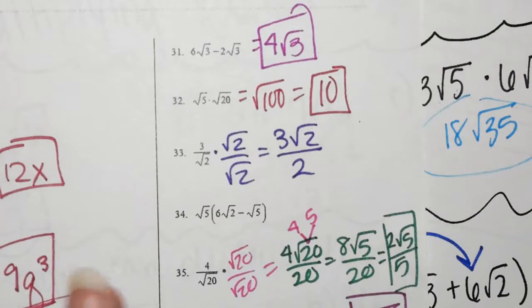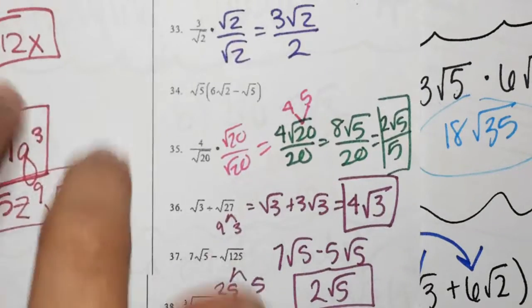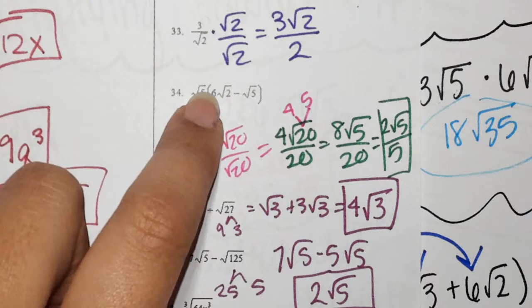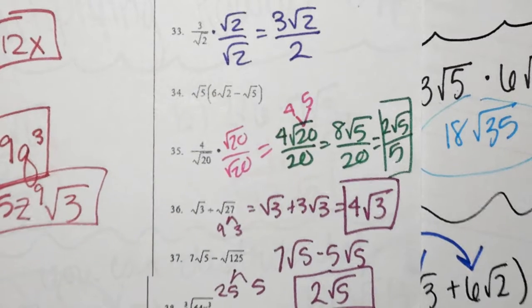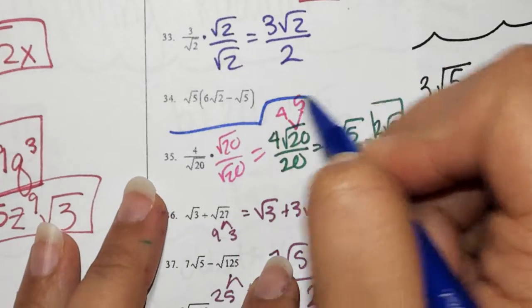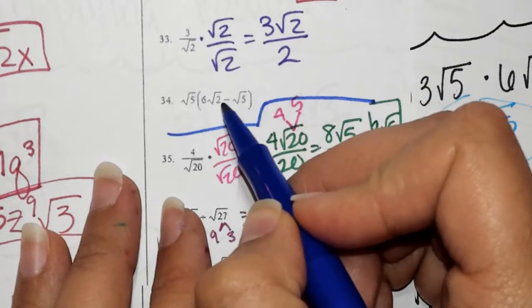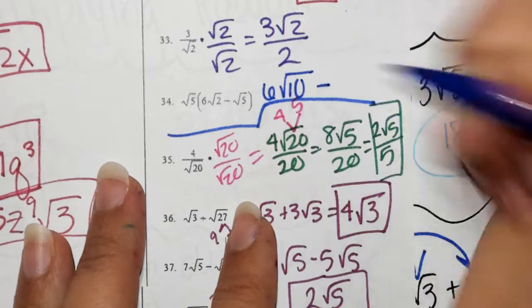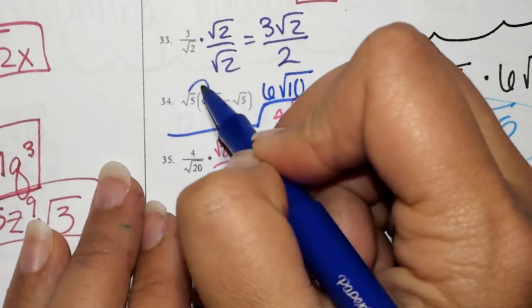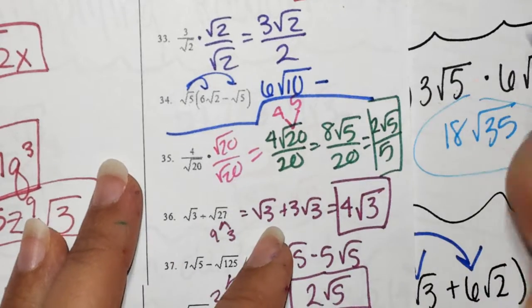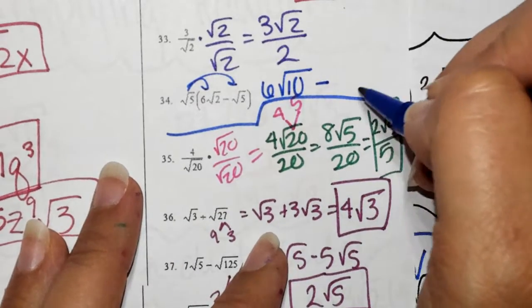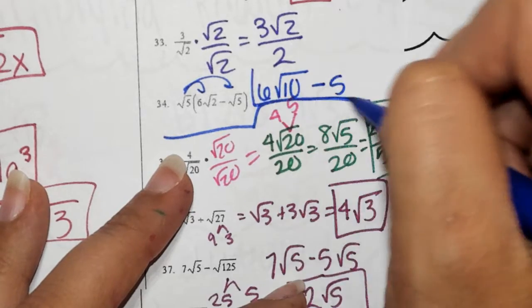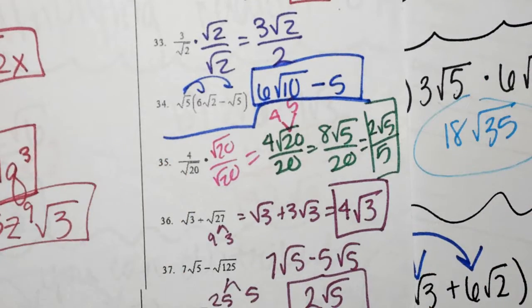Alright, let's look at 34. This one's a little bit different because we have a number out front. Do we multiply the square root of 5 times the 6 or times the root 2? Root 2. Times the root 2. Alright, so root 5 times 6 root 2 is 6 root 10, minus. What's root 5 times root 5? Root 5. And what's the square root of 25? 5. So it's just 5. That's all you have to do.